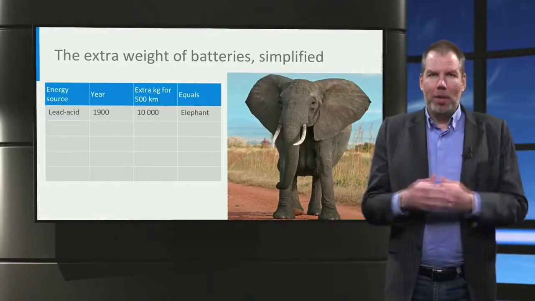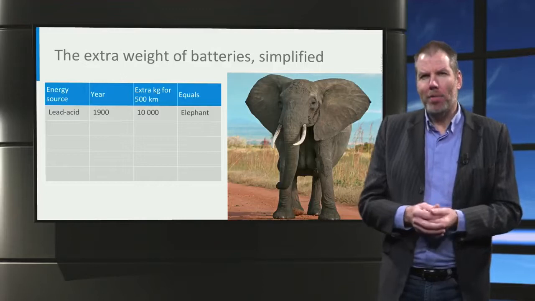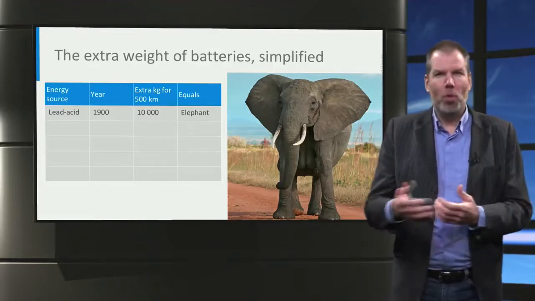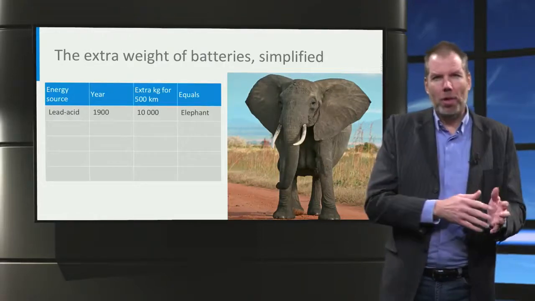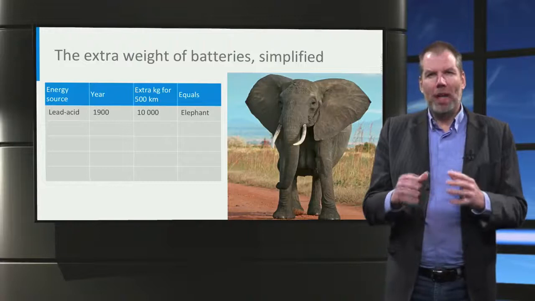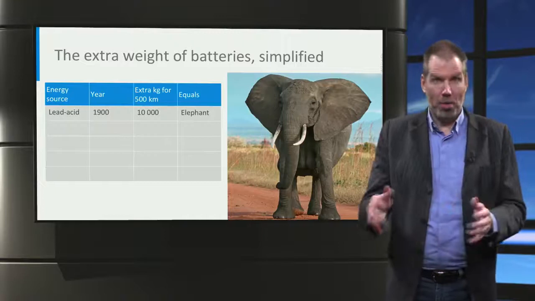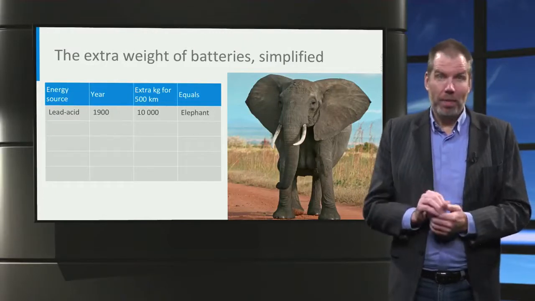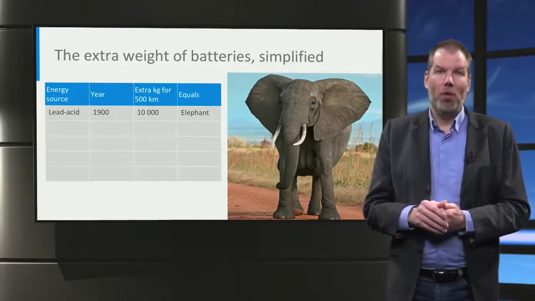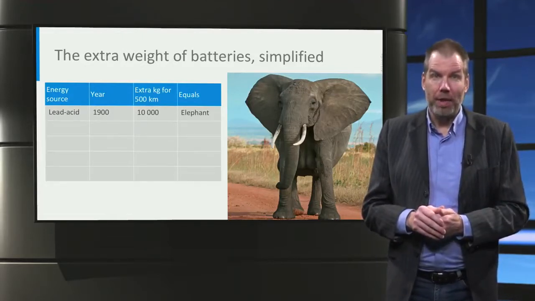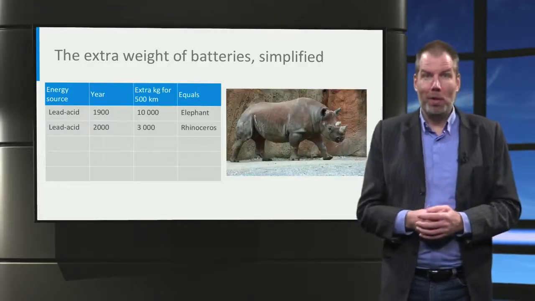Now, it's really important that you understand how this works in practice, because in practice the difference becomes much smaller. So imagine we make a conventional car and an electric car, and we want to be able to drive a distance of 500 kilometers. So average car, 500 kilometers. In 1900, we would have needed to take 10,000 kilograms with us. A very big elephant in your ordinary car. No wonder the gasoline engine won, right?